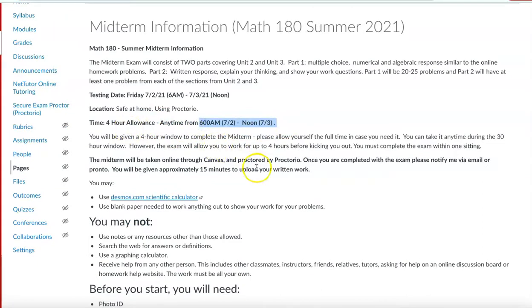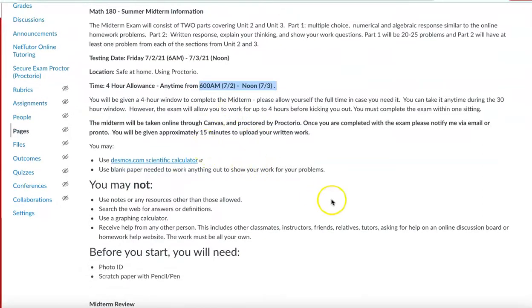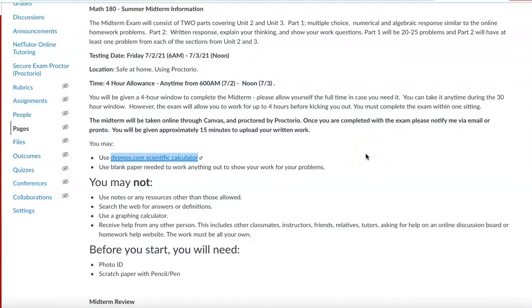It's a 4-hour window. You can't use any notes. If there are any formulas that I think you need, I'll provide those. Otherwise, you have to remember the formulas for the derivatives and the formulas for certain things that have occurred so far in the class. You won't see anything you haven't seen within the homework, so just keep that in mind. You can have the scientific calculator open. I'll allow Proctorio to have another tab open in your window, and that's what will allow you the scientific calculator.